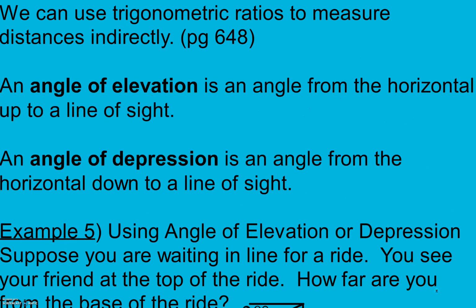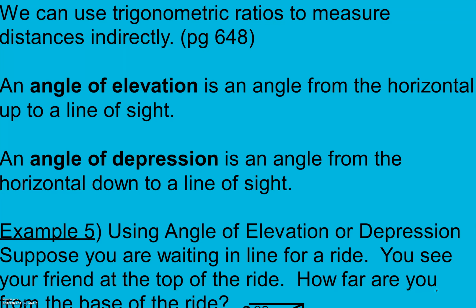We can use trigonometric ratios to measure distances indirectly, and there's a diagram of this on page 648 if you're interested. The angle of elevation is an angle from the horizontal up to a line of sight. So for example, if you're standing on the ground and looking up at the top of a building, the angle from where you're at on the ground looking up is an angle of elevation.